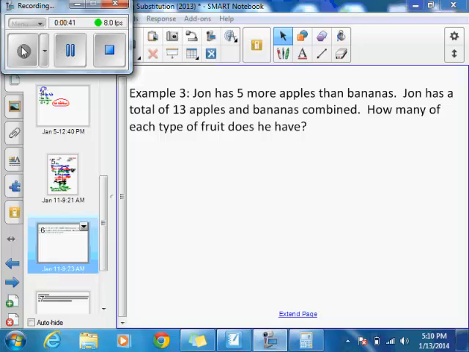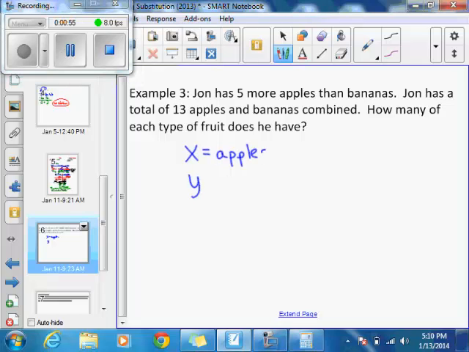So again, John has 5 more apples than bananas. So the two things that we are talking about are apples and bananas. And to stay consistent, I'm just going to keep using X and Y. So I'm going to say X stands for my apples, and Y stands for my bananas.